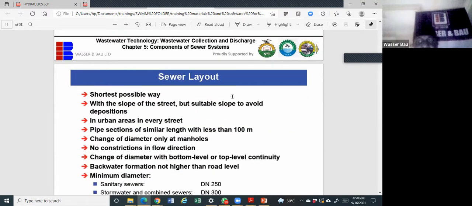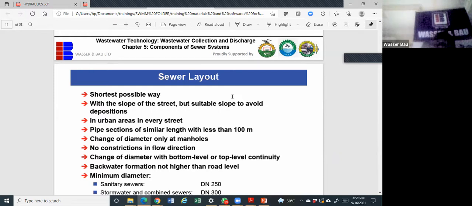Okay, if you're laying your sewer network, there are some recommendations. Number 1, follow the shortest possible way to save costs and to conserve your slope. Go with the slope of the streets, but use a suitable slope to avoid deposition. Follow the best slope so that sediment will not deposit. For sewer, it is very dangerous. Any mistake you make in a sewer line will cause blockage, because sewer carries things like debris, tissue papers, and what have you. They carry a lot of suspended solid matter and contain a lot of dissolved solid matter. So you must pay cognizance to the sloping so that they don't deposit.